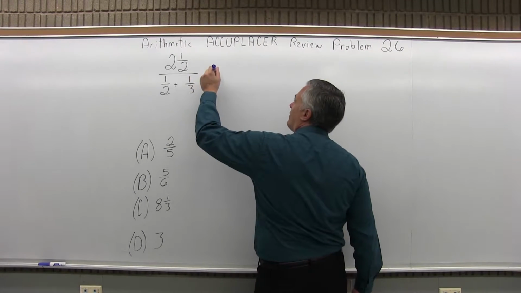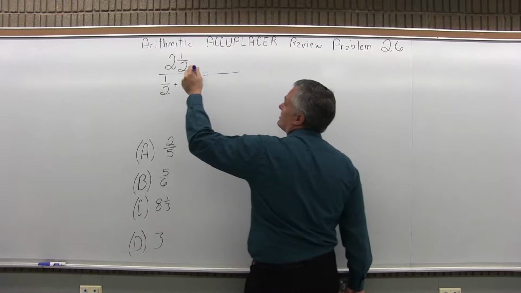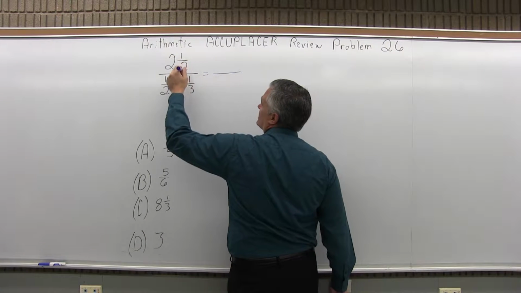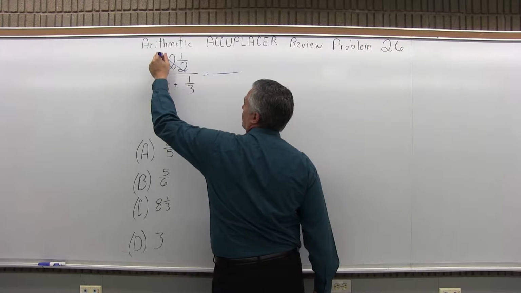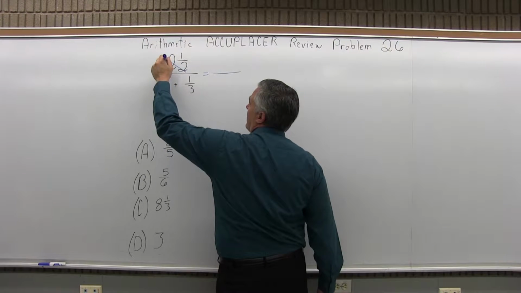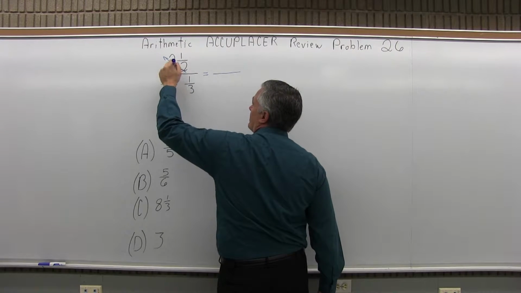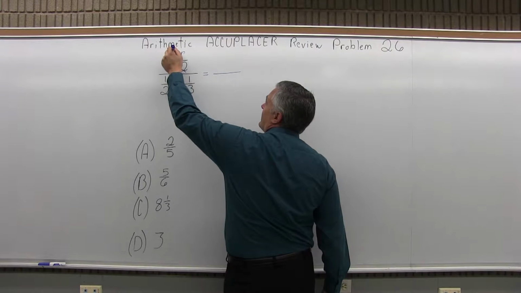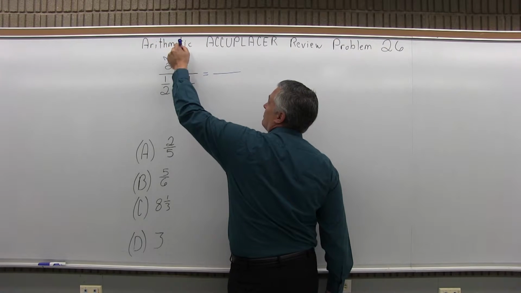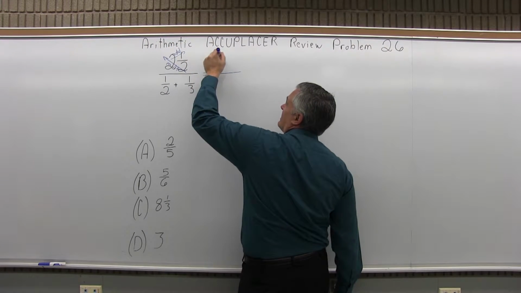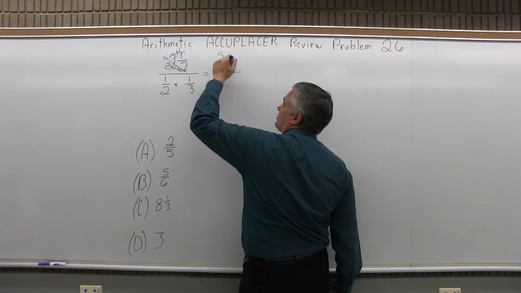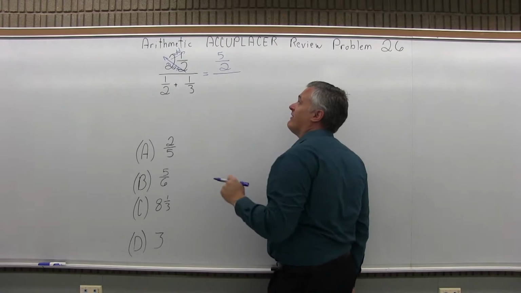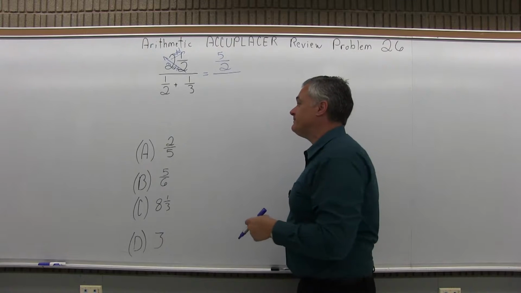So now the top fraction is a little bit easier to deal with. This 2 1/2 can be changed into 5 halves, and the way I'm going to get that is I take the denominator and multiply times the front number. 2 times 2 is 4. I take that result of 4 and bring it up and add to the number that's on top. So the 4 that I got plus 1 more is 5. And the denominator stays as 2. 2 1/2 is the same as 5 halves. So I have one fraction on the top.